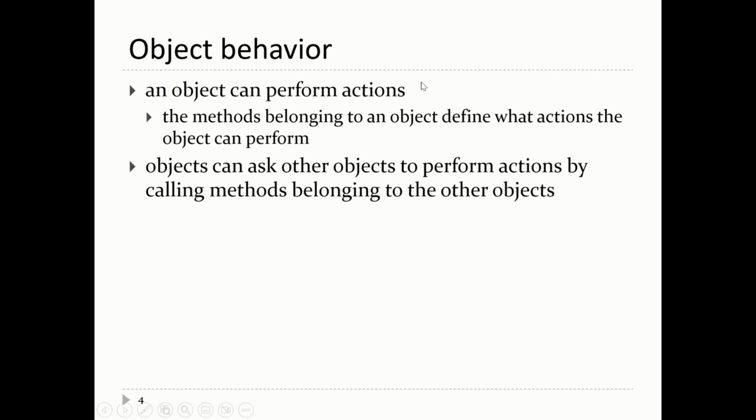So objects can perform actions, right? What that means is objects have methods. If you're given an object reference, you can call a method on that reference, and then that object can perform some computation on the data that it has. Furthermore, objects can call methods belonging to other objects, and that lets objects communicate with one another. That way you can perform very complicated tasks.